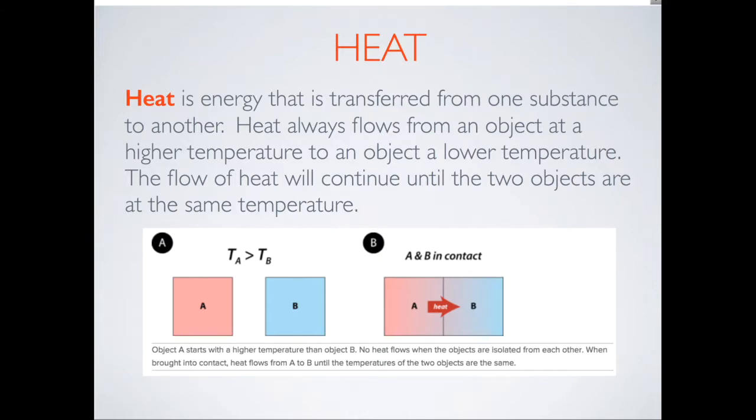Heat is the energy that is transferred from one substance to another. So this picture is in your picture template. If I have an object which is warmer than another object, if they come into contact with one another, heat is going to be transferred from the hot object to the cold object until they reach equilibrium, so until they are both at the same exact temperature.